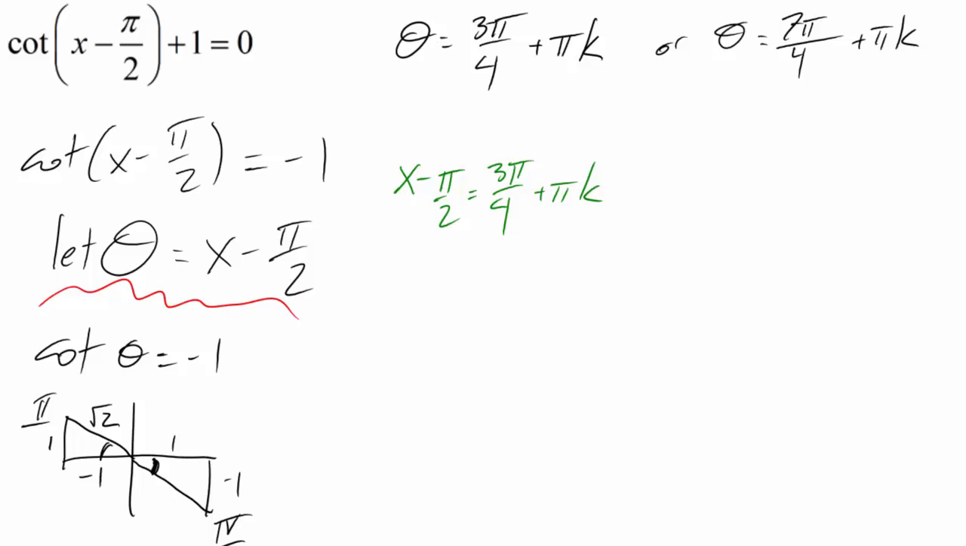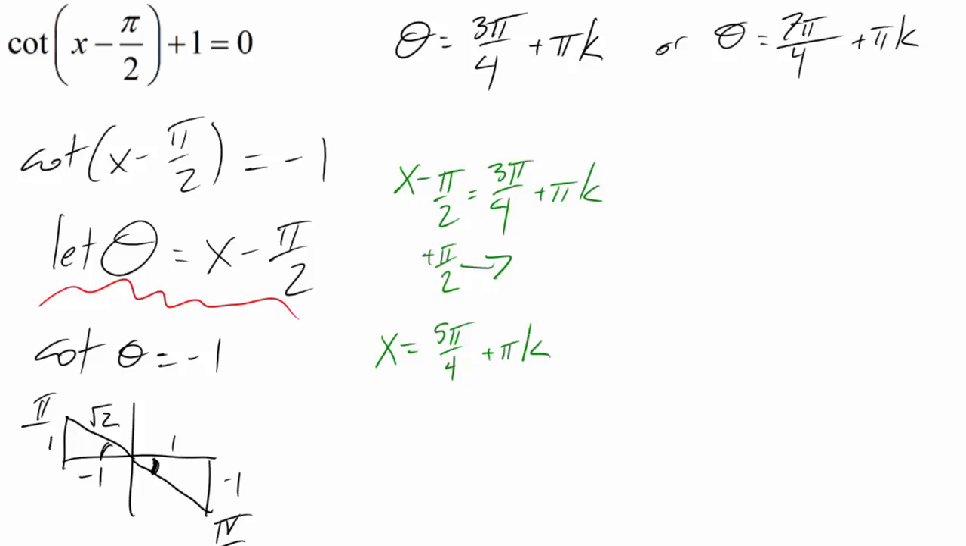And now we just need to solve for x. So we're going to add that pi over 2 to both sides here. So that tells us x will be equal to 3 pi over 4 plus pi over 2. It's going to give us a grand total of 5 pi over 4. It's still plus pi k.